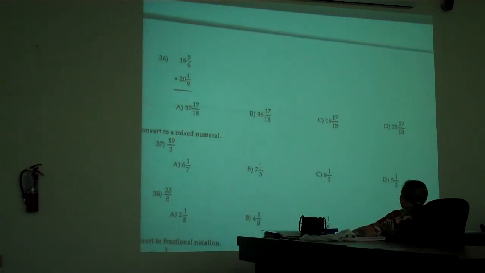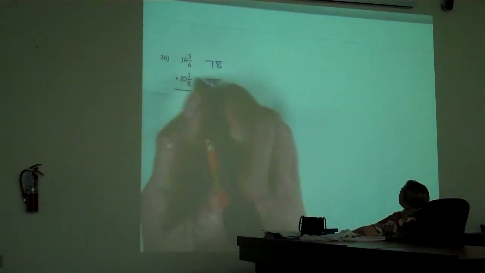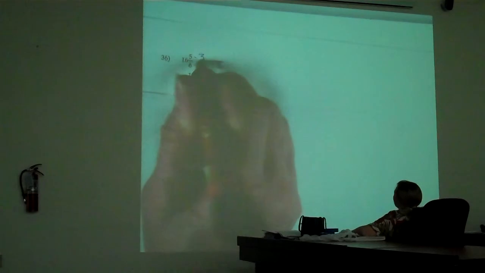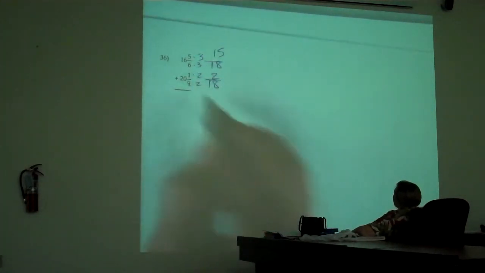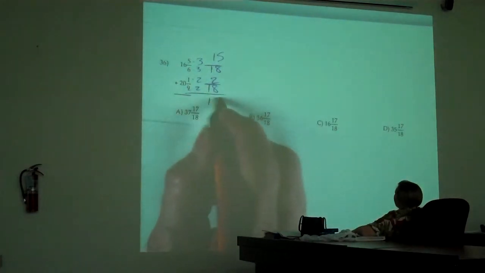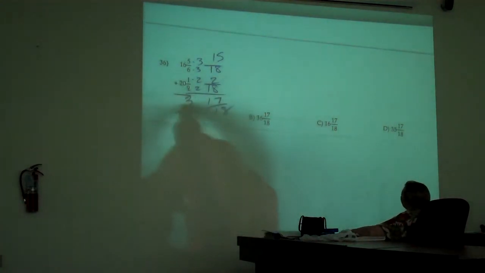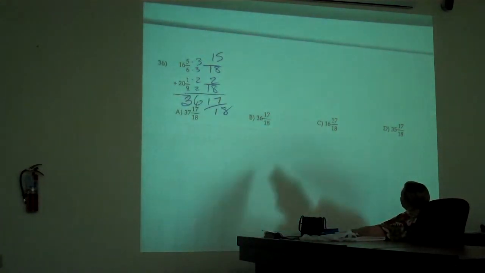16 and 5/6 plus 2 and 1/9. Common denominator and then add them. 18, right? Times 2, and that's times 3. So you've got 15 and you've got 2. Adding is 17, right? 20 plus 16, 36. That's it.